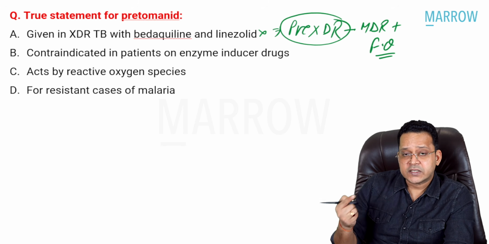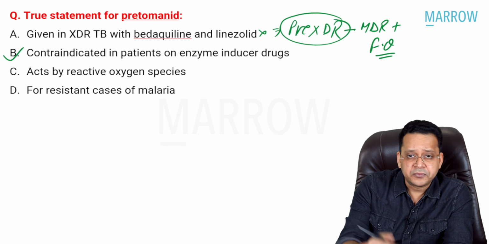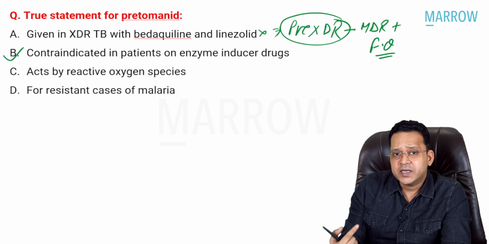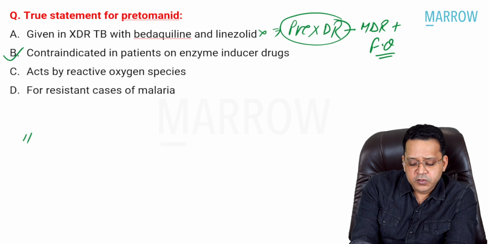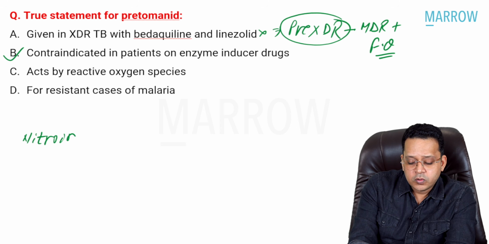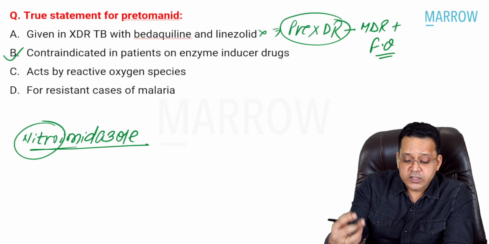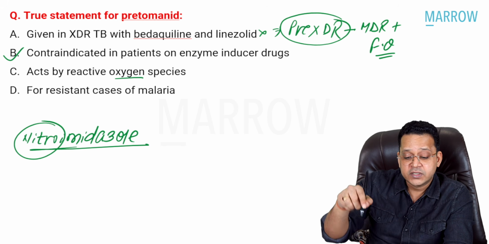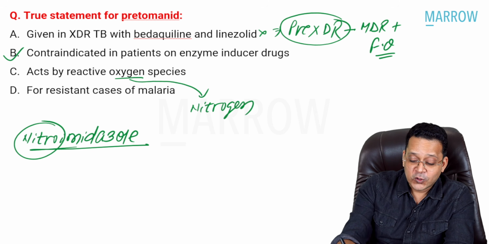Contraindicated in patients on enzyme-inducing drugs. It is metabolized by microsomal enzymes, so this is a fair contraindication. I should avoid it with enzyme inducers. Acts by reactive oxygen species. Let us see. What is pretomanid? Pretomanid belongs to a class called nitroimidazole. It produces free nitroanion radicals. So it is not reactive oxygen. It is rather reactive nitrogen species, not oxygen, right? So this is again not correct.